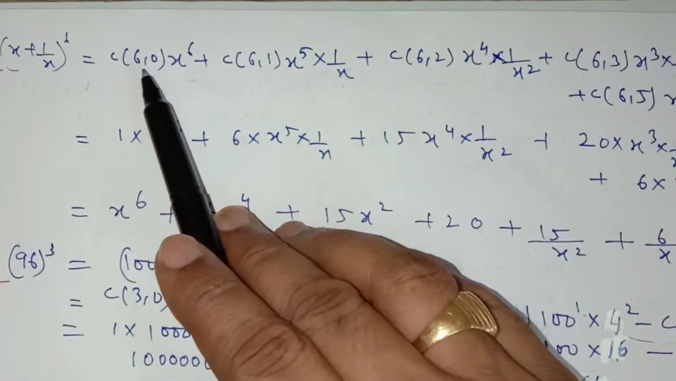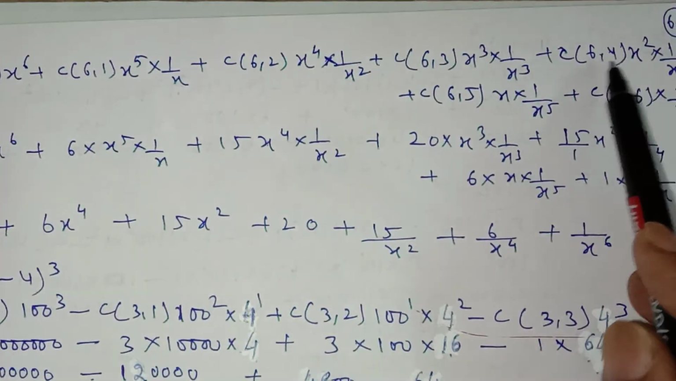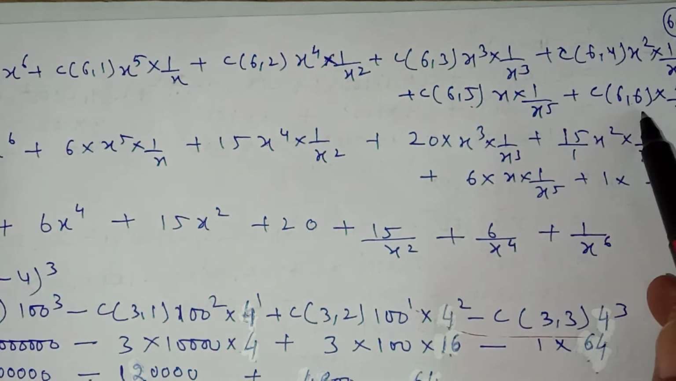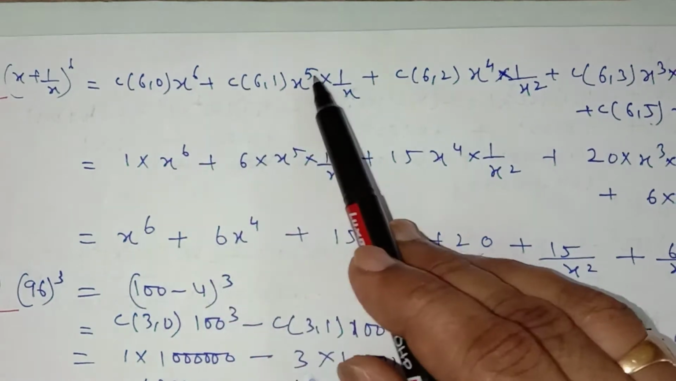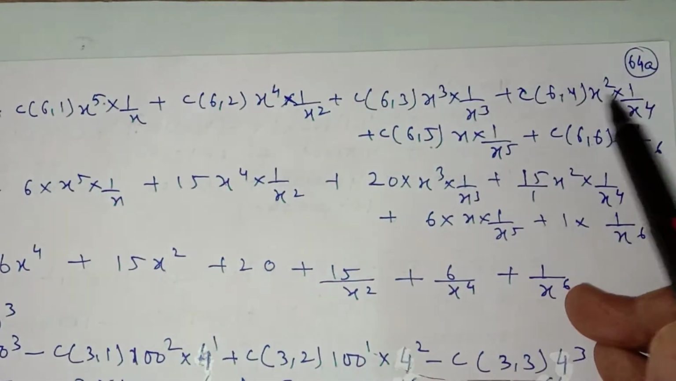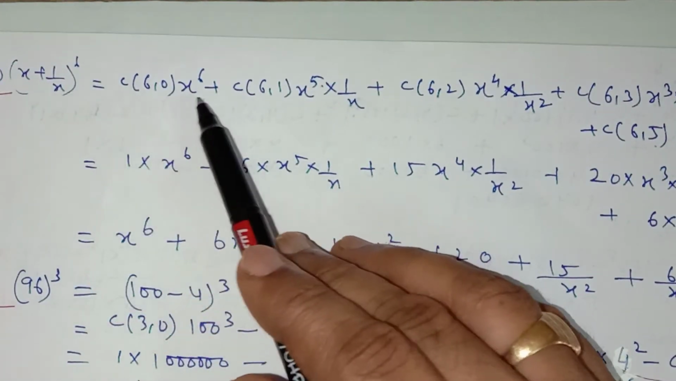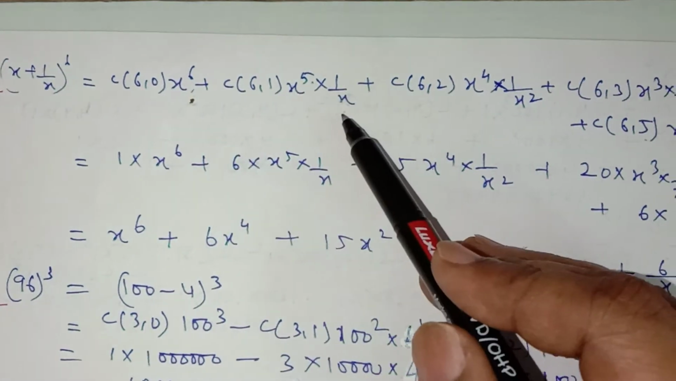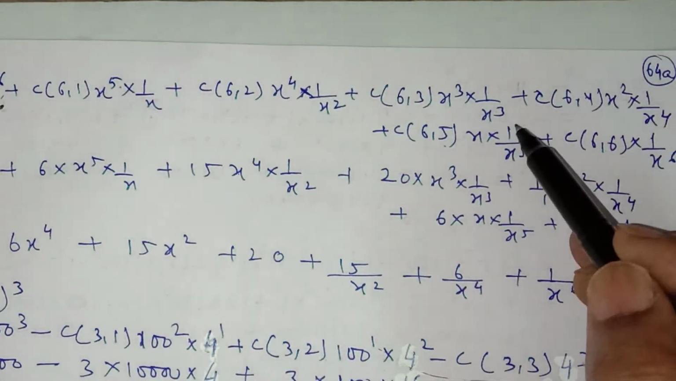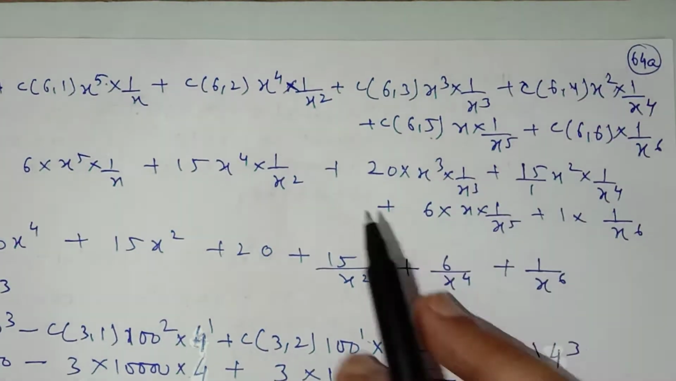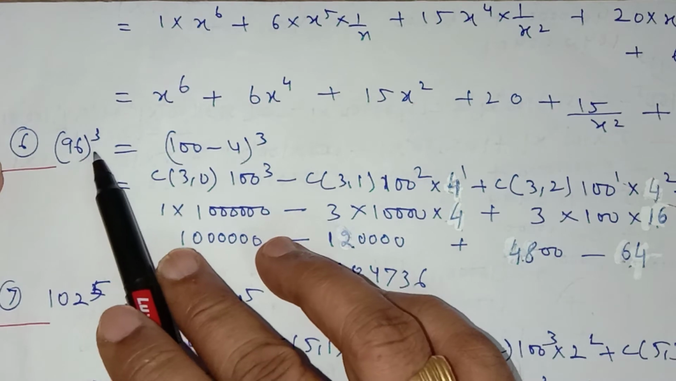So expand it. Combination of 6 0, combination of 6 1, combination of 6 2, combination of 6 3, combination of 6 4, combination of 6 5, combination of 6 6 with the coefficient of each term. The power of the first term, that is x, goes on decreasing, that is 6, 5, 4, 3, 2, 1 and 0. The power of the second term, which is 1 upon x, goes on increasing. 1 upon x raised to power 0, that is nothing, 1 upon x raised to power 1, 2, 3, 4, 5, 6, and simplify.